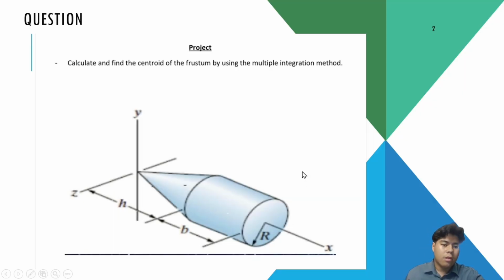Okay, calculate and find the centroid of the frustum by using the multiple integration method. Based on the diagram given, we have some information. For the first, we have the total height of the frustum, which is represented by h. The radius of the bottom base is represented by a capital letter R and the radius of the top base is represented by a small letter r. We assume that the frustum is aligned along the vertical z-axis from z equals 0, which is the bottom part, and z equals h, which is the top part.